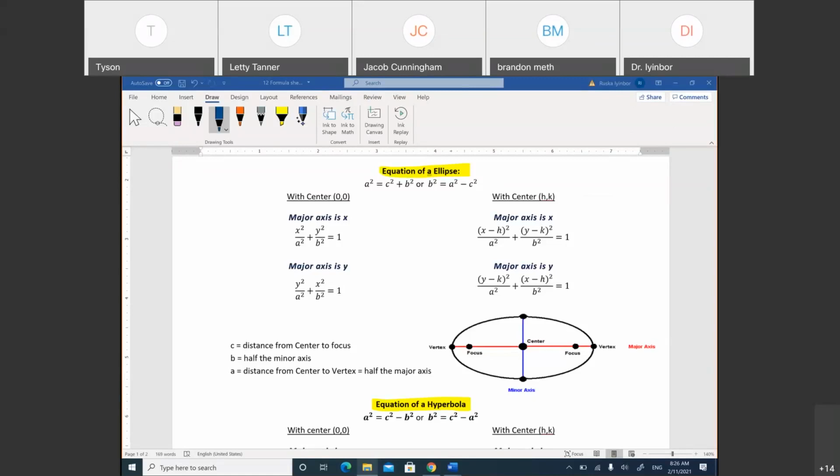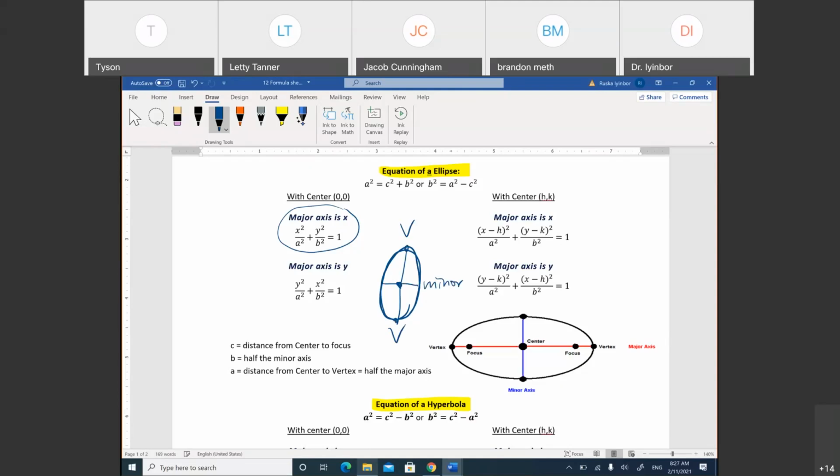Okay, so now, if the center is 0, 0 and major axis is X, you're going to use this one. If the major axis is Y, you're going to use the second one. Major axis Y means your ellipse looks like this. So this is a vertical ellipse, open upside down. And in that ellipse, you also have center. You have major axis. Major axis is the longest one. And you have vertex up, vertex down. And then this is your minor axis.